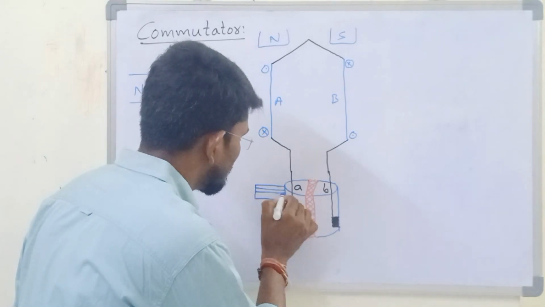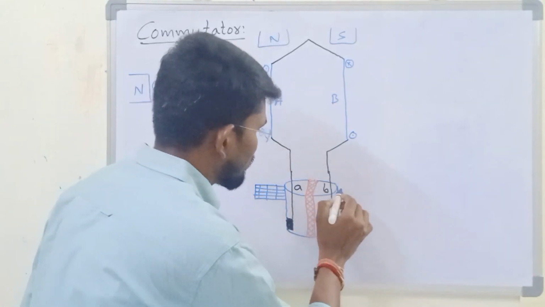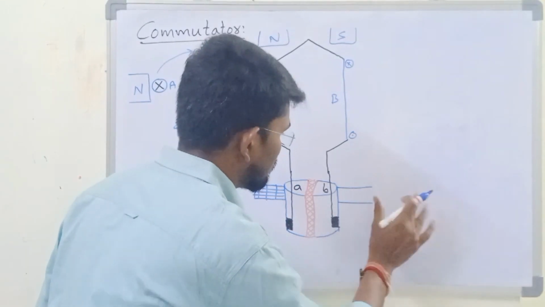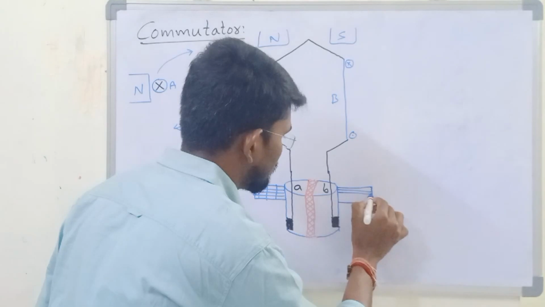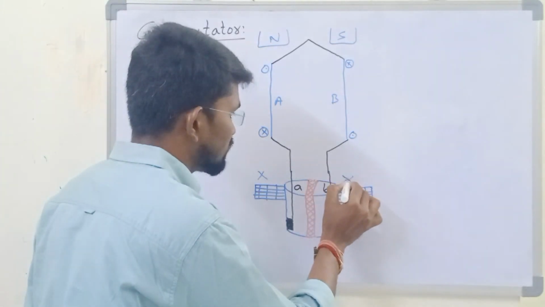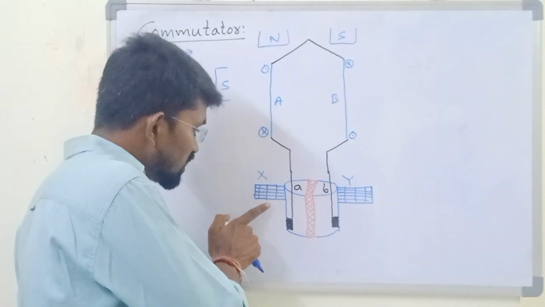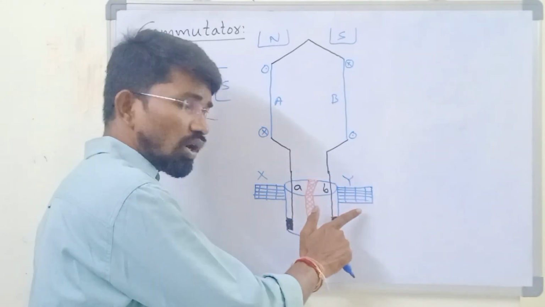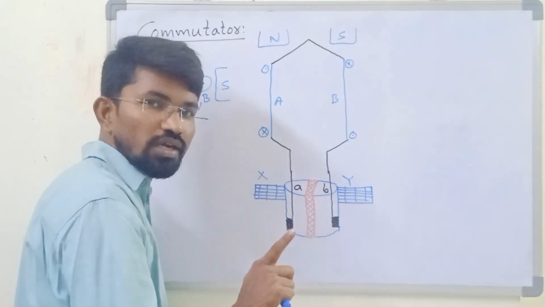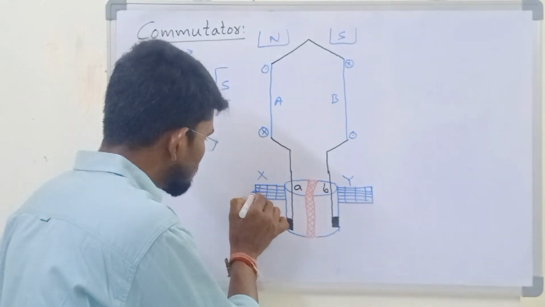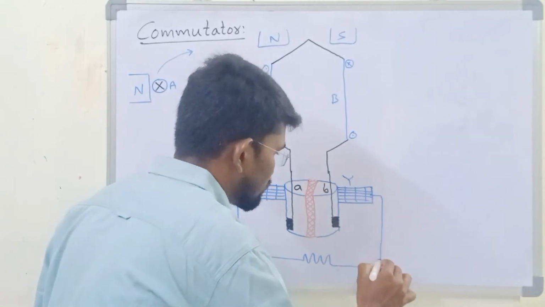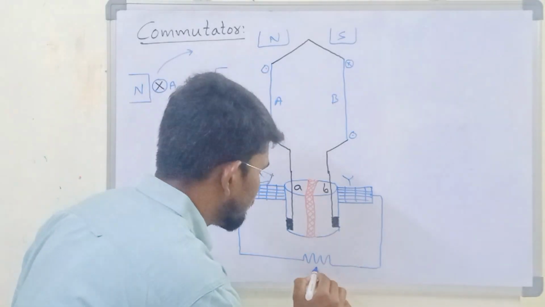I am taking one brush here. I am taking one more brush here. Let me take this is X and this is Y. And these brushes are stationary parts or rotating parts? Yes, brushes are always stationary and commutator is only a rotating device. And across these brushes, we are connecting a load circuit.